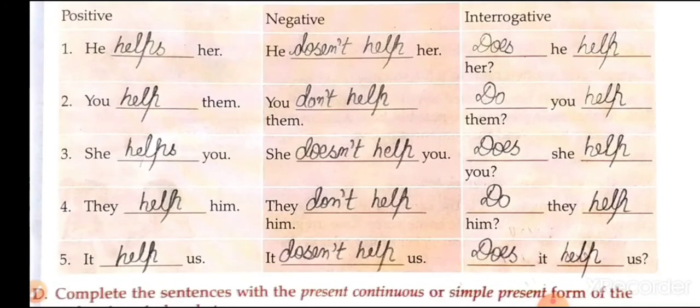This is very easy. You can do it yourself. She helps you. She doesn't help you. Does she help you? They help him. They don't help him. Do they help him? It helps us. It doesn't, it should be it helps, H-E-L-P-S. It helps us. It doesn't help us. Does it help us?